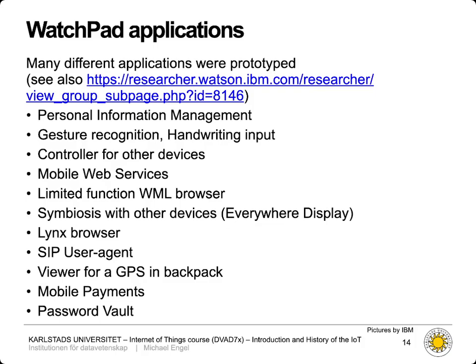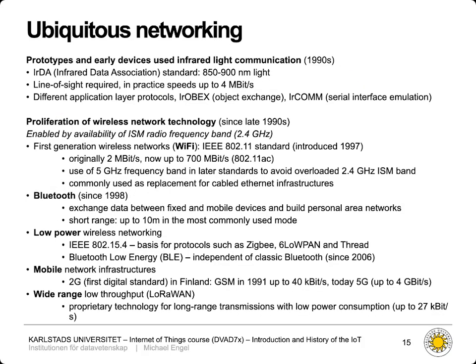It could run SIP, so you could run voice over IP. You could add a GPS component. So GPS was a pretty big device 20 years back, so you had to have it separately with a Bluetooth connection, but still you could view the GPS signals. And IBM researchers also imagined it could do mobile payments and store all your passwords. So essentially, all the things you might be used to today were just invented and imagined back then more than 20 years ago. Now, all of this wouldn't be possible without ubiquitous networking.